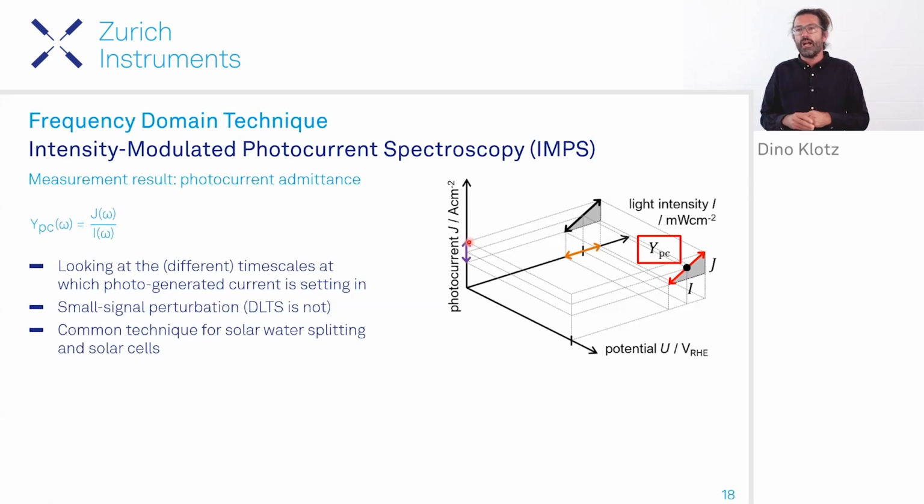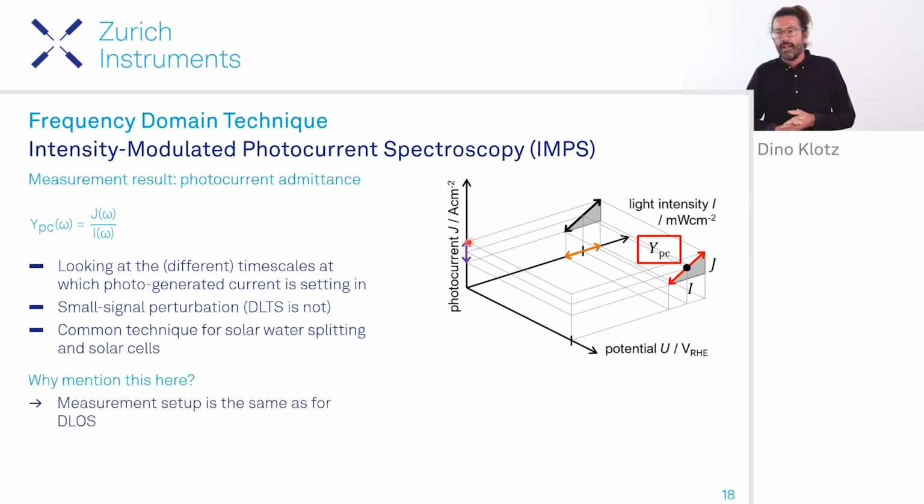And that is a bit complementary to something like DLTS, where in DLTS we stress the sample, while in impedance and in IMPS we're trying to get the most information out of our sample just by a small signal perturbation. And this IMPS, intensity modulated photocurrent spectroscopy, is a common technique for solar water splitting and for solar cells. And the question why this is mentioned here is basically because it's a nice measurement technique, and it's the same setup that I've used to show you the DLOS measurement here with the MFIA.